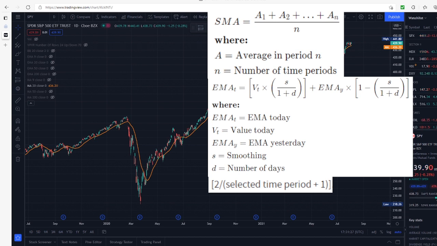And the way that this equation is set up, it'll give a higher weighting to recent prices, so it is more responsive in that sense, and sometimes more useful. Some traders do like it better for that reason.